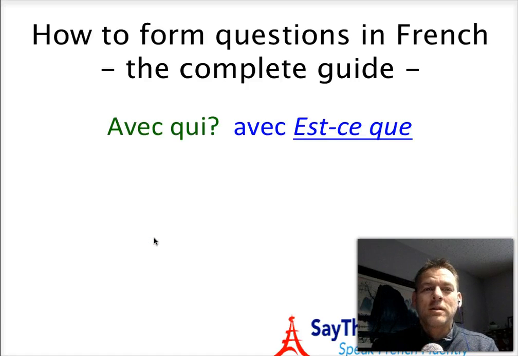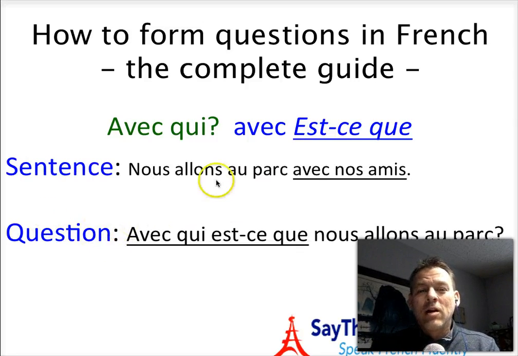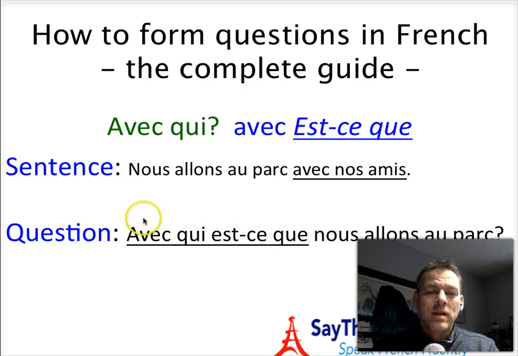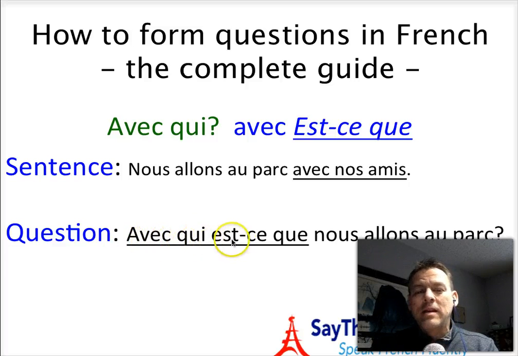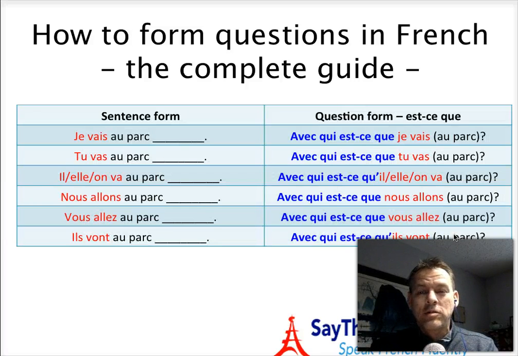Next word. Next question. Avec qui? If you remember, avec qui is with. Nous allons au parc avec nos amis. Avec nos amis, with our friends. Avec qui est-ce que nous allons au parc? Est-ce que is there. You put avec qui to represent with whom. There's your table to put it all down in front of you.